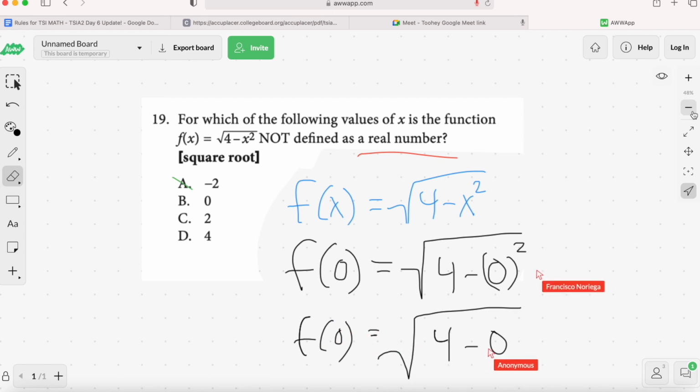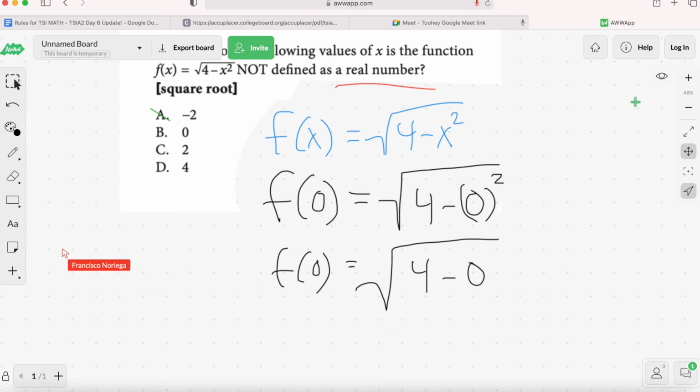So f of 0 equals... what's 4 minus 0? 4. So that's just the square root of 4, and that's 2. So is that a real number? Yeah, it's a real number, right? We don't have a negative inside the square root sign. That's all they're asking us. All right. So B is gone.